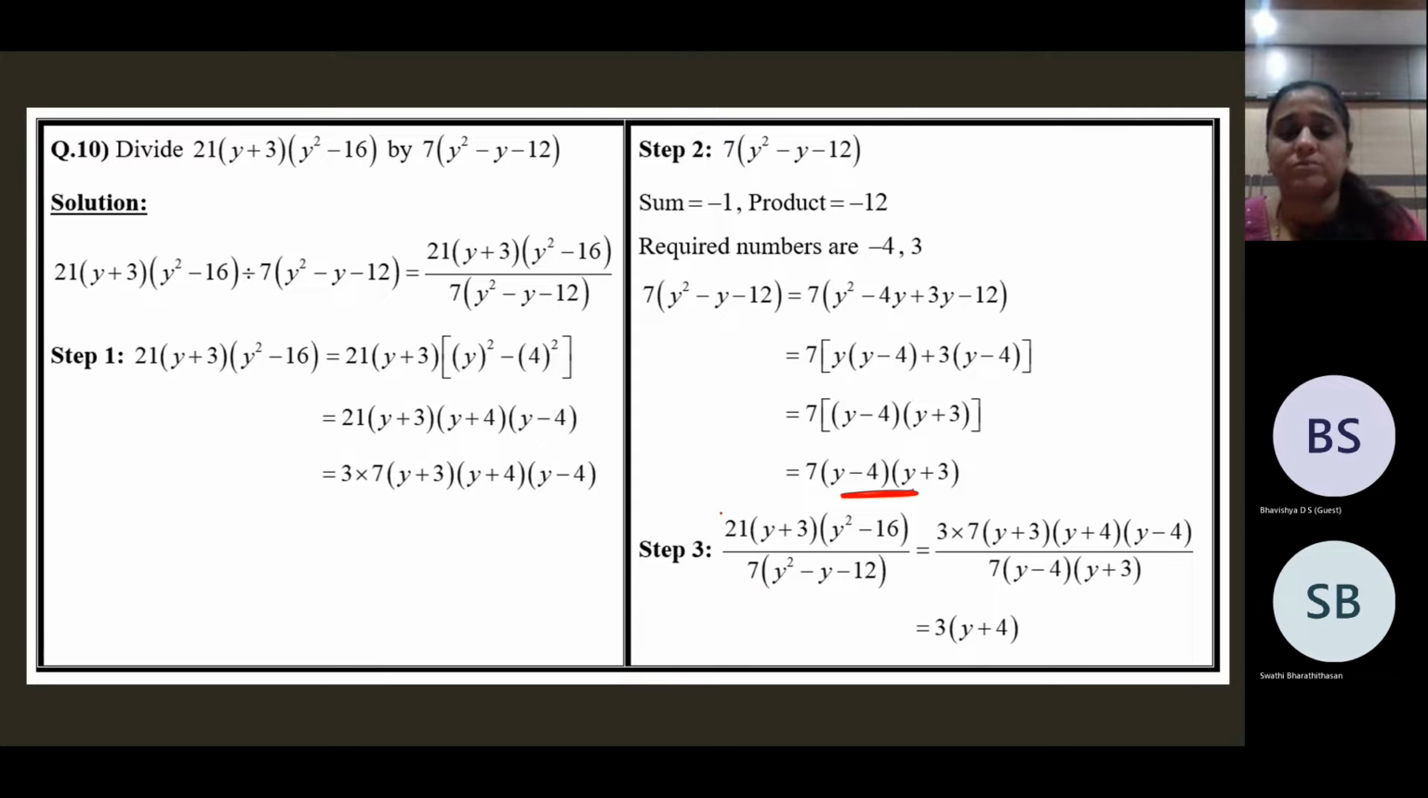Okay, so we have to perform this one. The answer for this is this, and the answer for this is this. That is, when you factorize this, this is what you get. When you factorize this, this is what you get. So now you just have to cancel. Y minus 4, y minus 4, y plus 3, y plus 3. And then the 7 and 7. So 3 into y plus 4, whatever remains, 3 into y plus 4 is the answer. So you're expected to present it like this. All right.